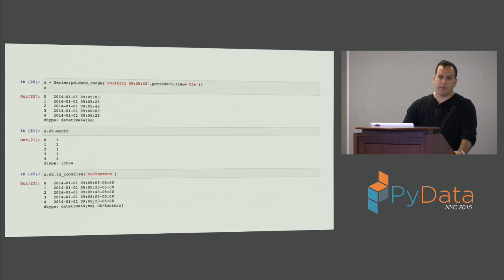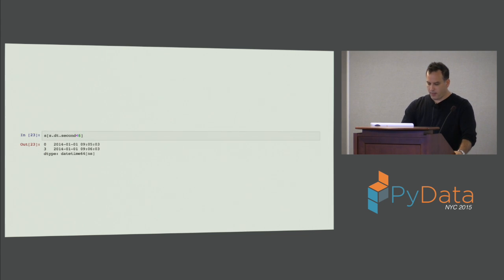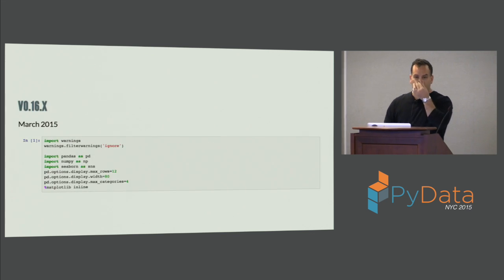This is now a first class type as well, datetimes with time zones. The reason this is useful is that you can use these in a very convenient syntax to, for example, do indexing. Okay. Version 0.16, which came out earlier this year.